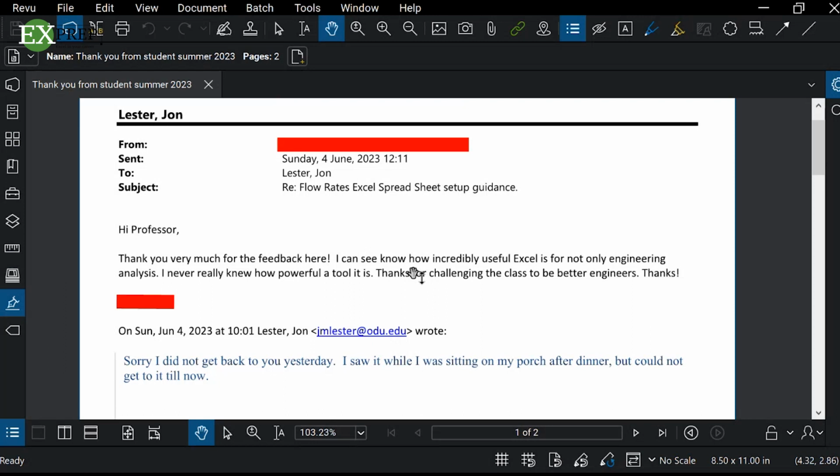And I've never had a student thank me for challenging them in the class to be a better engineer. So that was pretty telling. And I told him the story about how you can use Excel for not just if-then statements, but in calculating scores or doing different things, classifying certain things. You can use Excel for stuff like that.